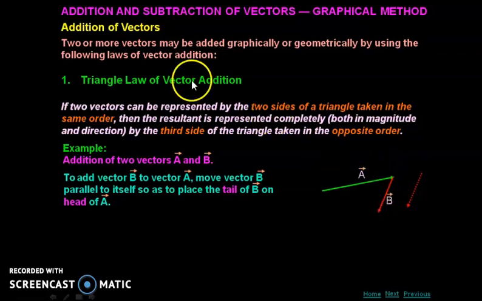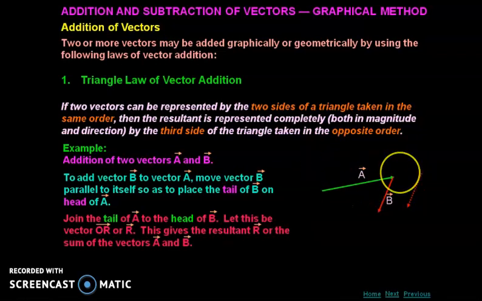In the triangle law of vector addition, the rule says that the head of the first vector should be joined with the tail of the other vector. As you can see here, we are shifting vector B parallel to itself so that its tail is joined at the head of A vector. Now you can see this is vector A, this is vector B. These two vectors are joined head to tail. On this point you can see the head to tail joining.